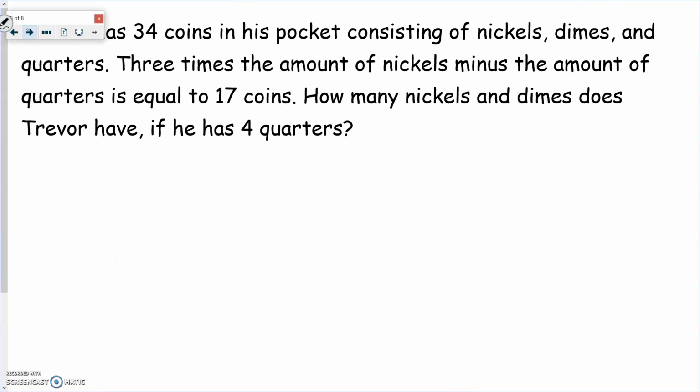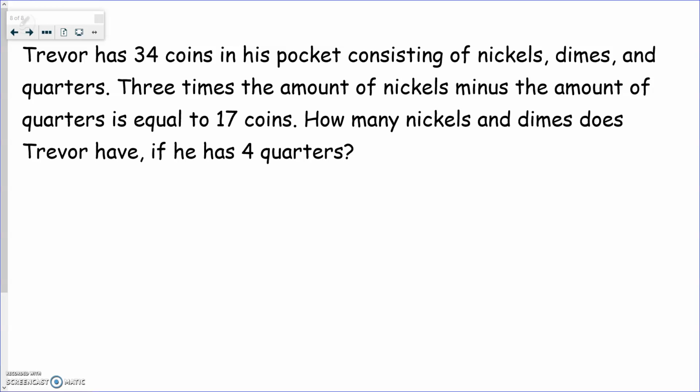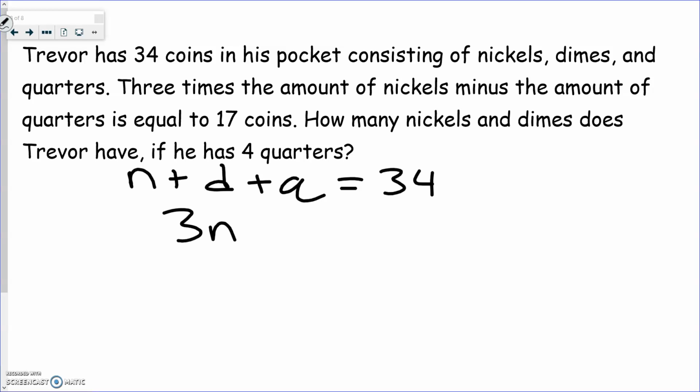Okay, last problem. Hopefully I can sneak this in before this recording ends. Okay, Trevor has 34 coins. He has nickels, dimes, and quarters. So cool. I've got nickels, I've got dimes, and I've got quarters. Okay, and he has 34 total. Okay, it says 3 times the amount of nickels minus the amount of quarters is equal to 17. And lastly, it says he has 4 quarters.